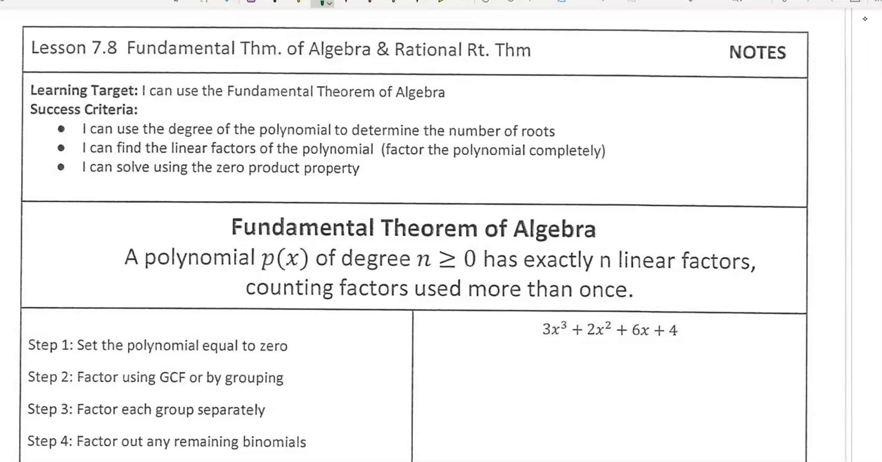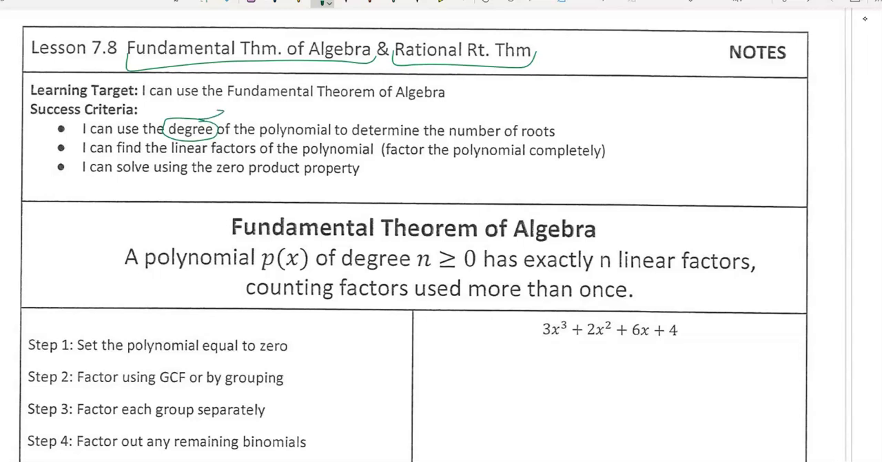Today we're talking about the fundamental theorem of algebra and the rational root theorem. Your learning target for today is that you can use the fundamental theorem of algebra. Well, we're gonna do this part first, and then we'll do this part next. So just for right now, fundamental theorem of algebra: I can use the degree of the polynomial to determine the number of roots.